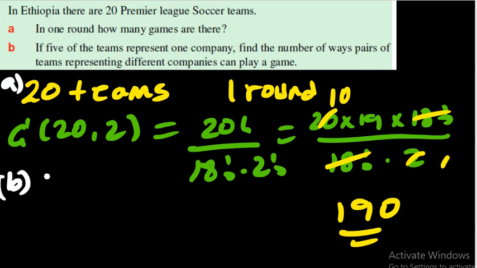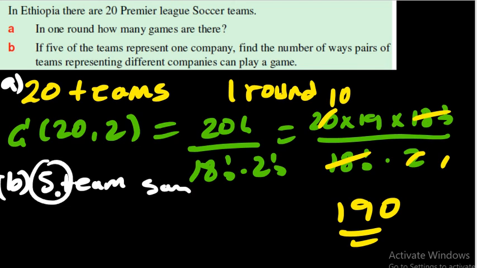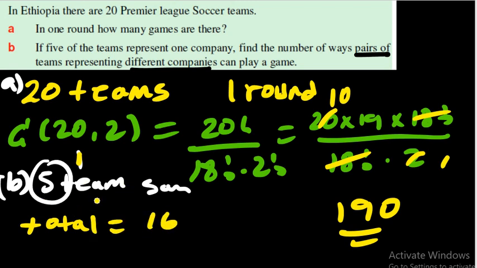B, what does it say? 5 teams, they are from the same company, so we are going to count them as one, because the question says find the number of pairs of teams representing different companies. So these 5 teams, we don't have to consider them playing each other, because it's going to be the same company. It has to be different companies, so we will count them as one. The other 15 will be there, so 15 plus 1 will be 16. So how many teams will we have this time? 16 teams, considering the 5 as one, because they are from the same company.